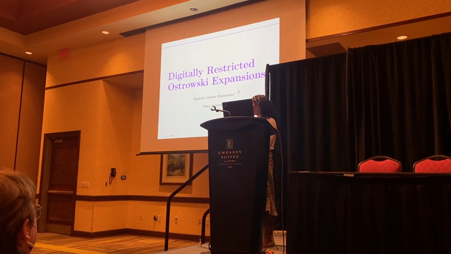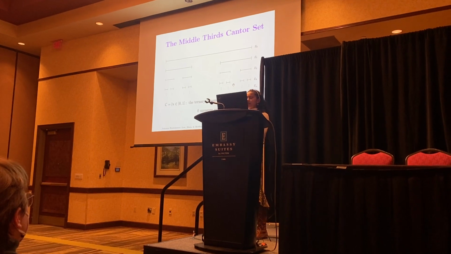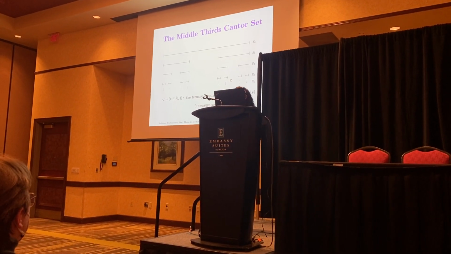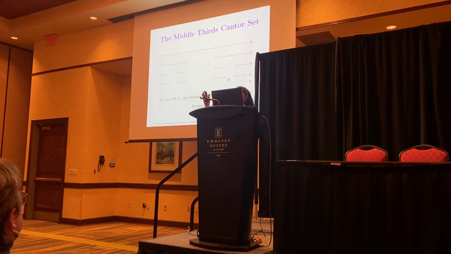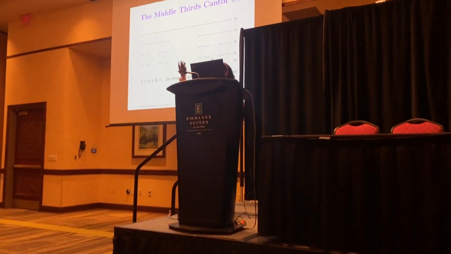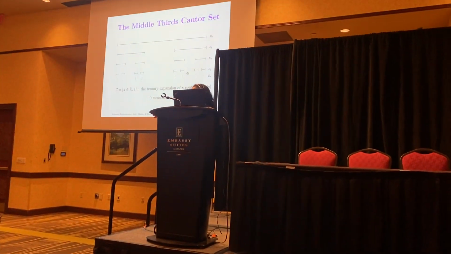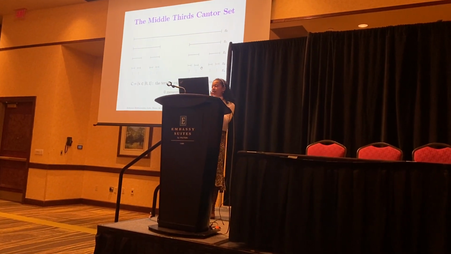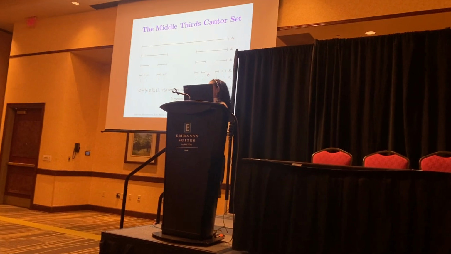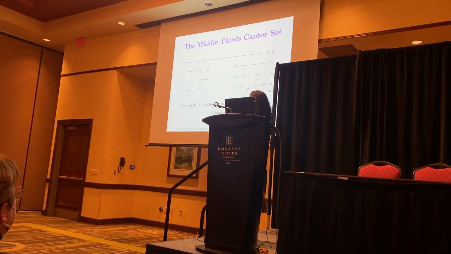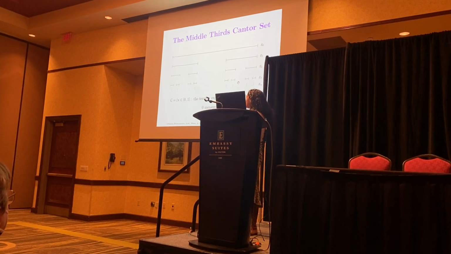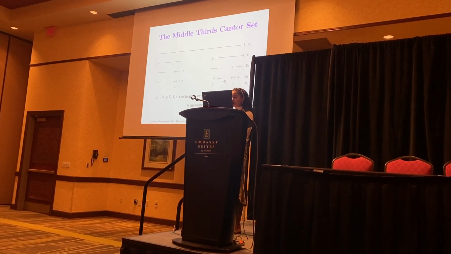Ostrowski expansions. So first, let's begin with the middle thirds Cantor set. The Cantor set is essentially: take an interval of length 1, and then on the following level, you split it into thirds, and then you remove the middle third. So you're left with the leftmost third and the rightmost third. And you continue doing that for levels until infinity with the intervals that are left after that removal.